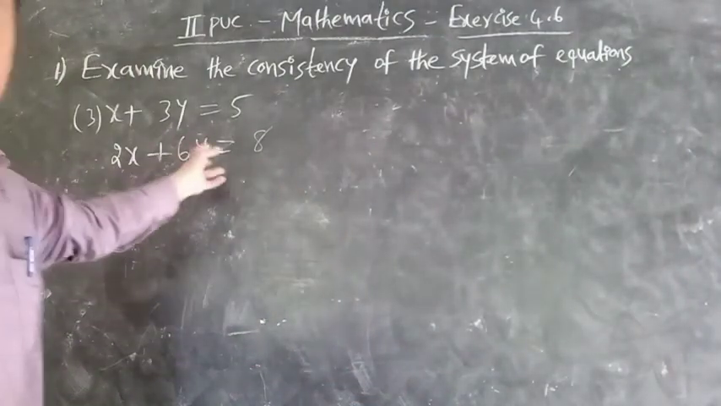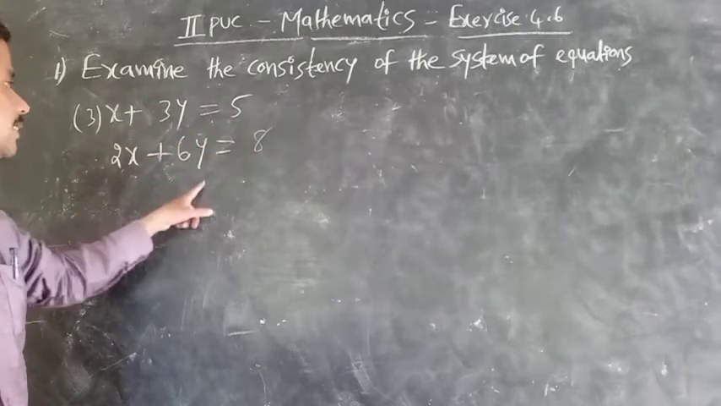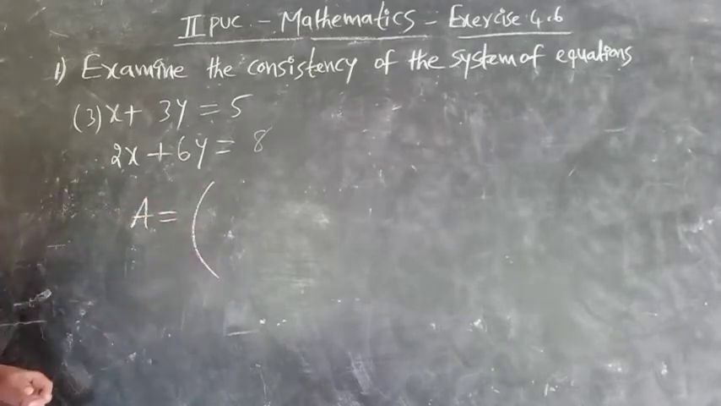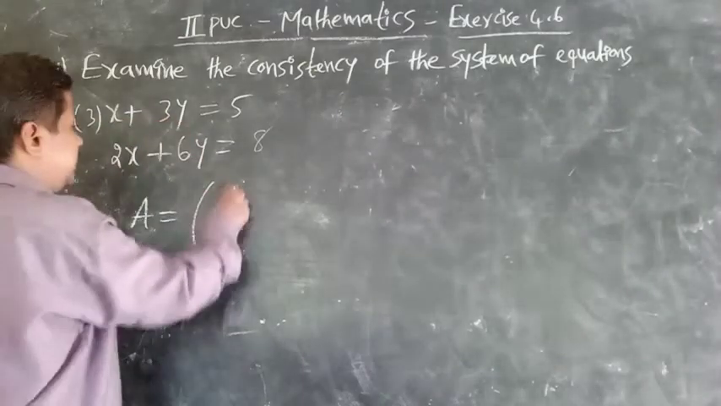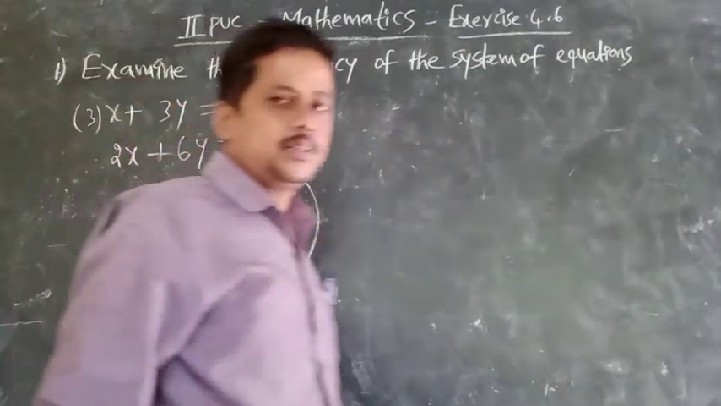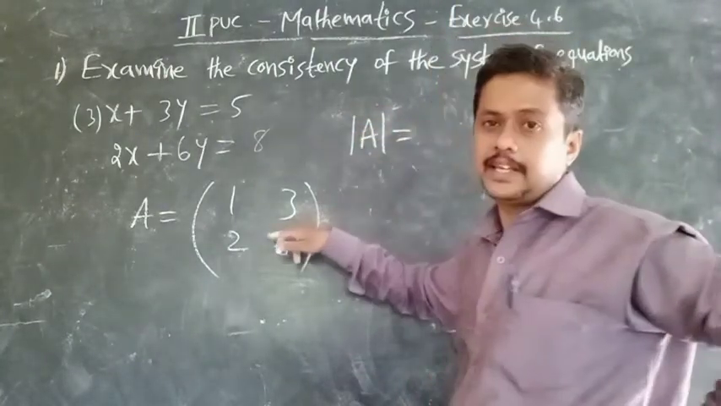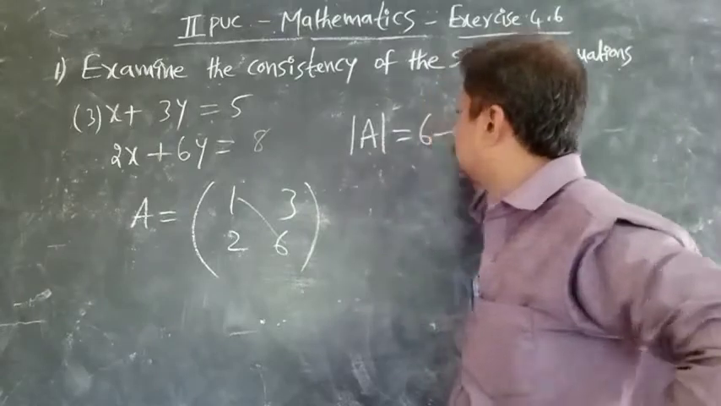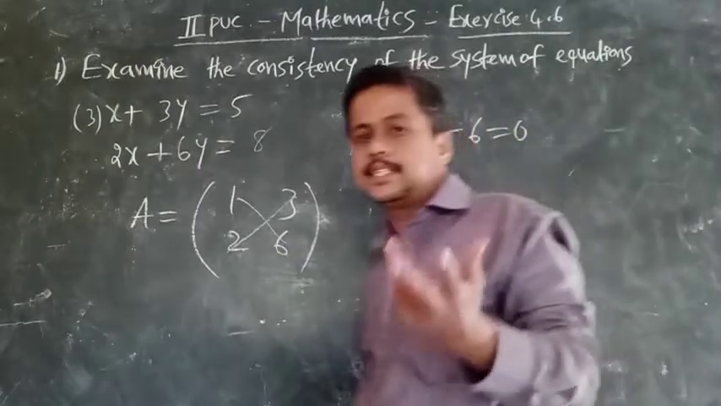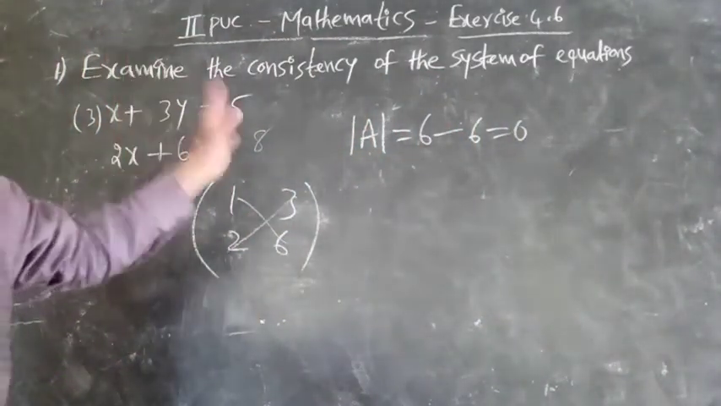See next, question number 3. Here x plus 3y is equal to 5, 2x plus 6y is equal to 8. Write down the A matrix: 1 3, 2 6. Let A equal to what? 6 into 1 is 6, minus 3 into 2 is 6, which is equal to 0. So therefore A inverse does not exist, and the system of equations is inconsistent.